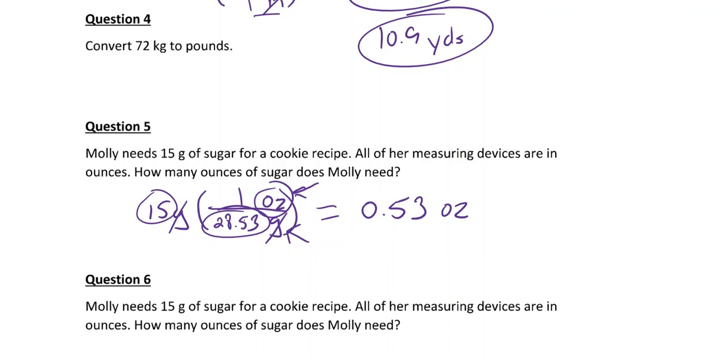So if you were really measuring this thing out, and you had things that measured ounces, you'd want half an ounce, right? 0.5 would be about a half. So I'd want half of an ounce. So you'd fill that thing probably halfway up.